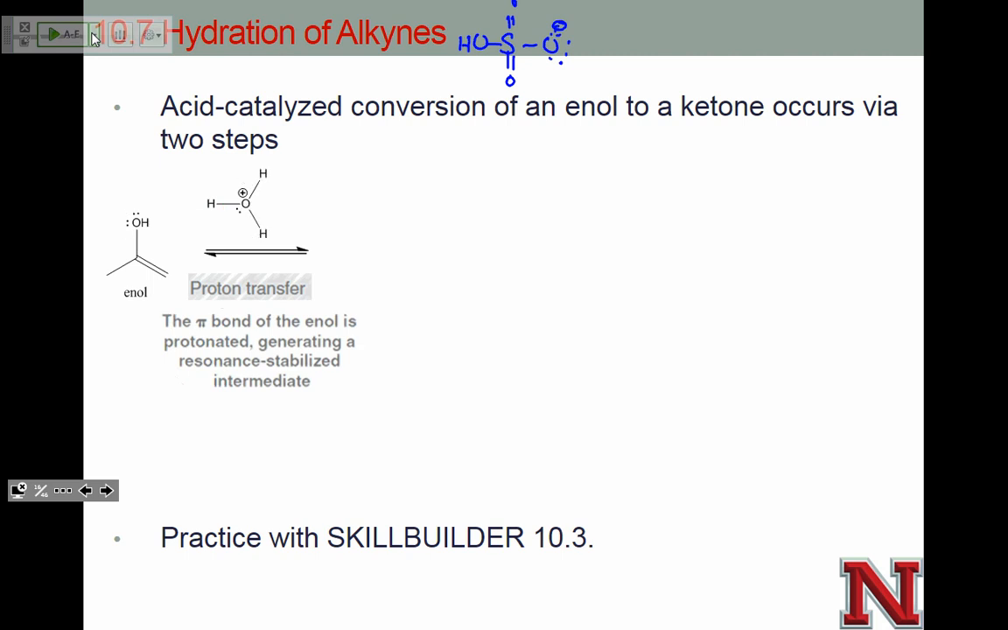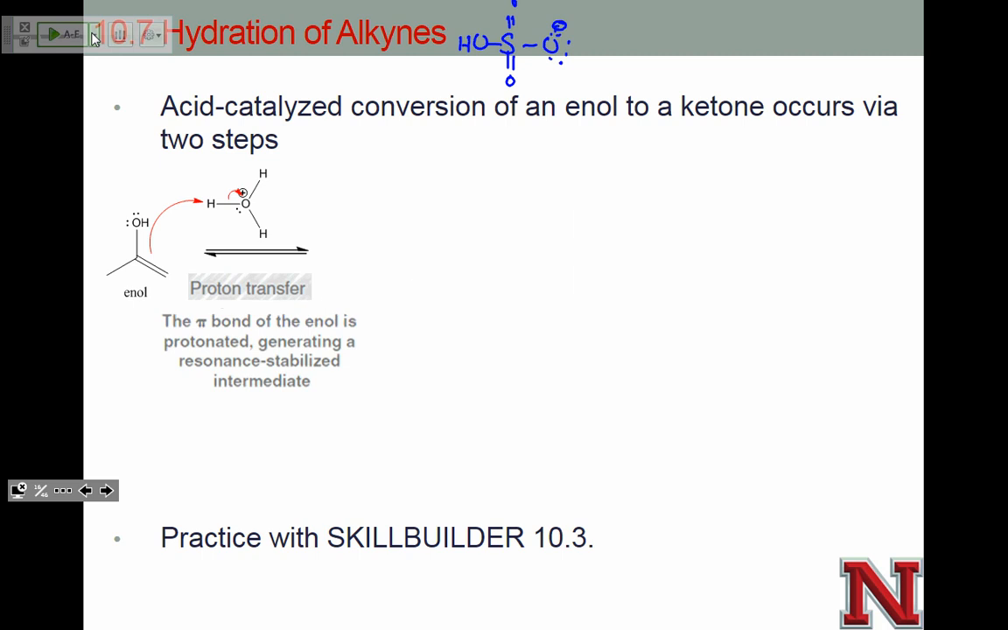The other possibility is, of course, we have a pi bond that can deprotonate. So that'll form our positive charge here, and that means that we protonated that carbon. So that's what I said, that hydrogen might not be coming from the OH. It's likely coming from our acid, from outside. So now we have a positive charge next to an oxygen that has lone pairs.